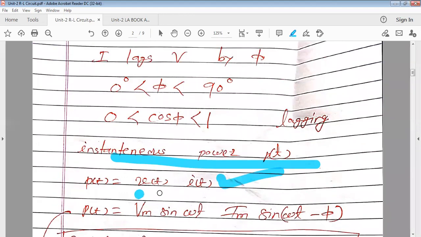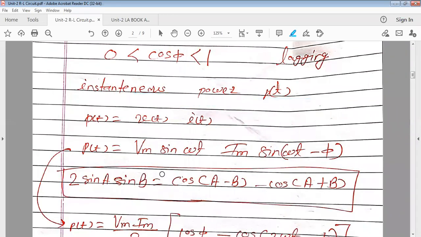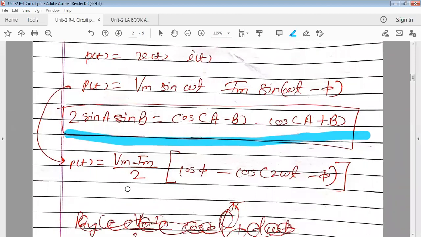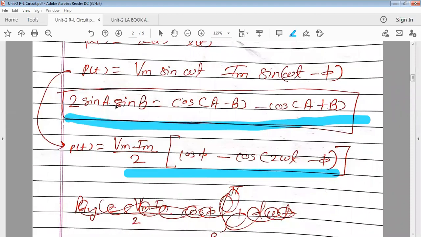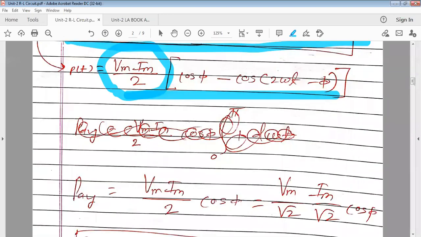So V of t we know, Vm sin omega t. I of t we have just derived from the phasor diagram, the instantaneous current equation, Im sin of omega t minus phi. So you can simplify this to calculate the average power. This formula, all of you have learned in 12th, 2 sin A into sin B. Use it here, so you will get this one step. Now multiply by this parameter inside. So what will you get?